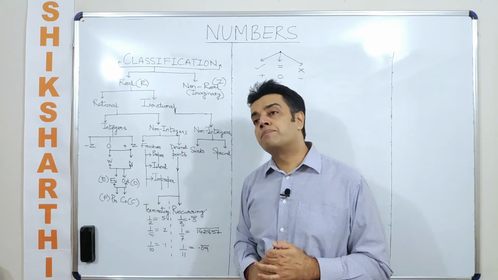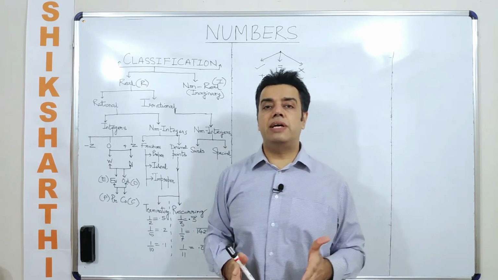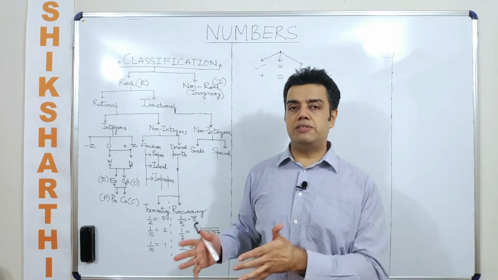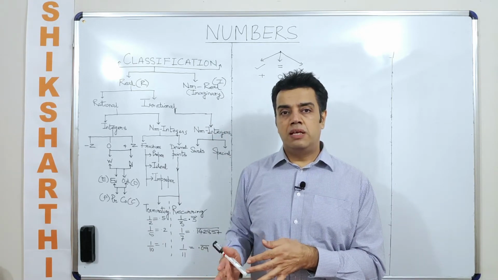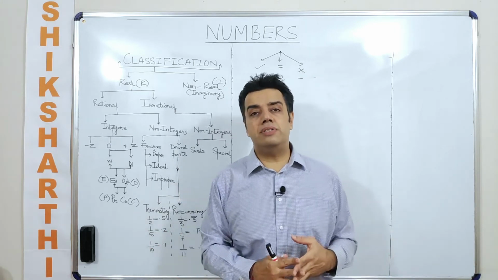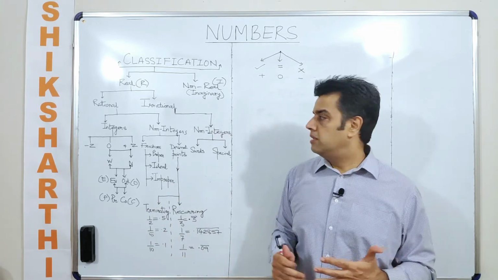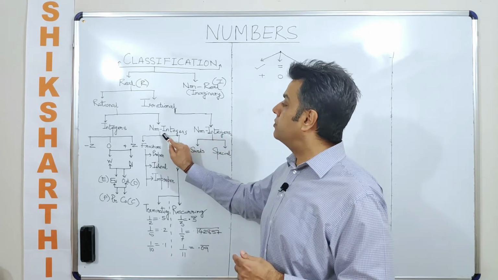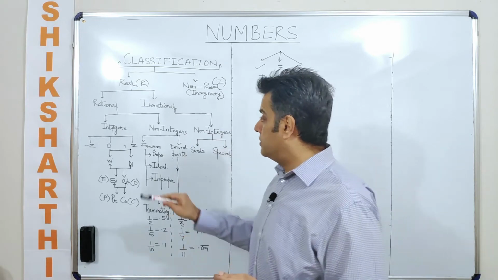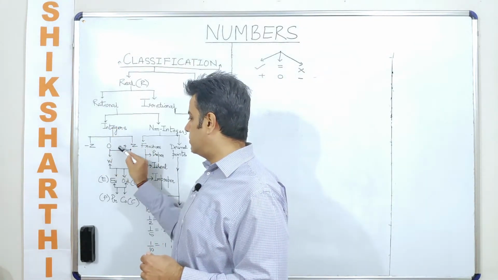I'll repeat. Rational numbers can be further subdivided into two parts. One part is the integer part and the other part is the non-integer part. Now, irrational numbers are non-integers only, but these non-integers are different from the non-integer part of the rational numbers. We'll see. Further on, the integers can be divided into three parts.